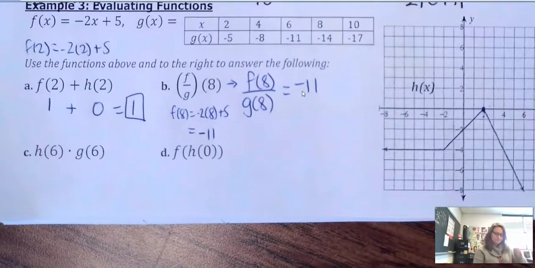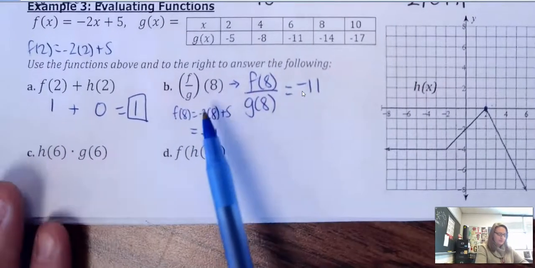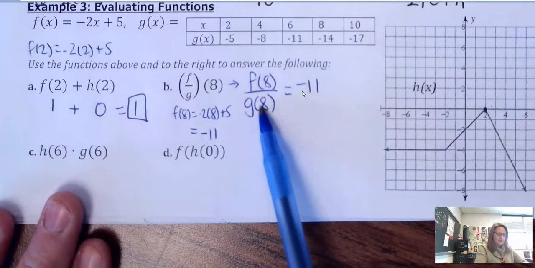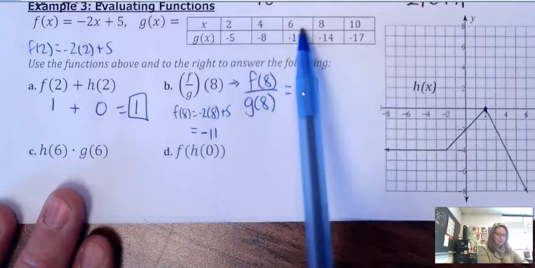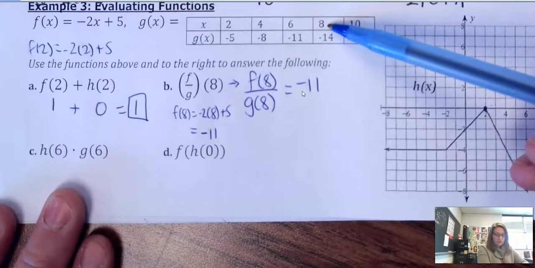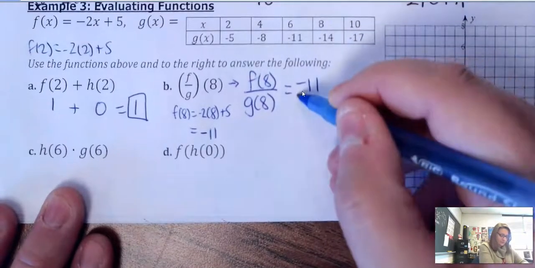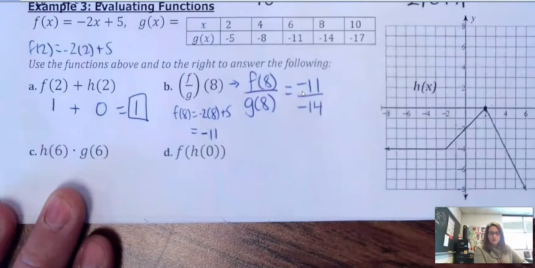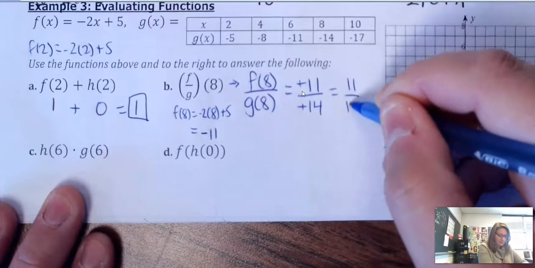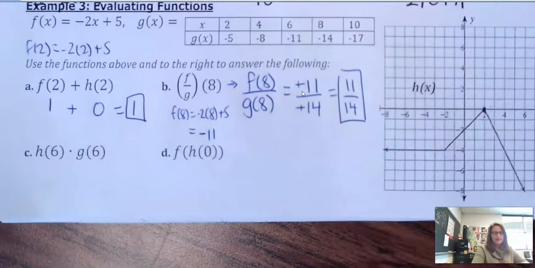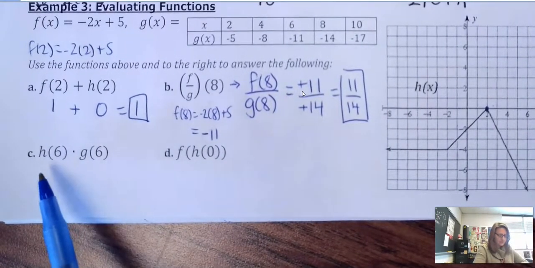Now, the g of x. Remember, whatever this number is, this is the 8, so g of 8. This is the x value, so you want to find that x value in the table. When x is 8, g of x, in that case meaning g of 8, would be negative 14, so that would go in place there. And really, the only other thing you can do is, guess what? Negative divided by negative is going to cancel out and make that positive. So that'd be 11 over 14. Can't reduce that.